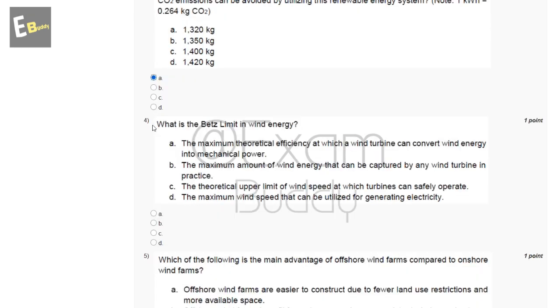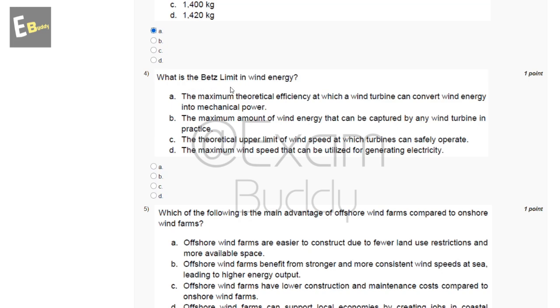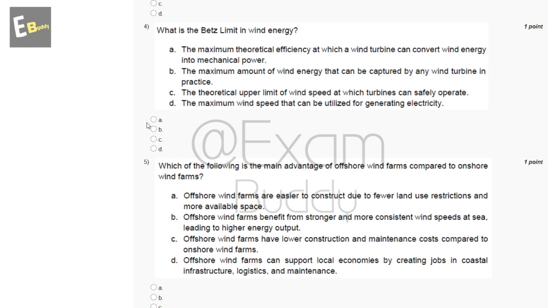Now the fourth question is, what is the Betz limit in wind energy? So these are the options, and the answer of our fourth question is A. The maximum theoretical efficiency at which a wind turbine can convert wind energy.